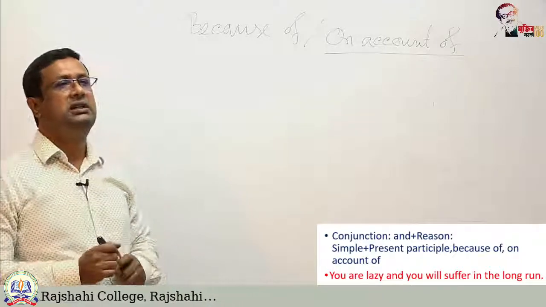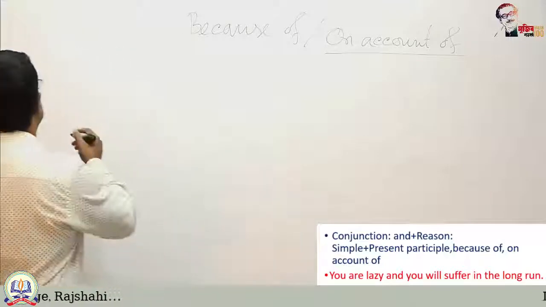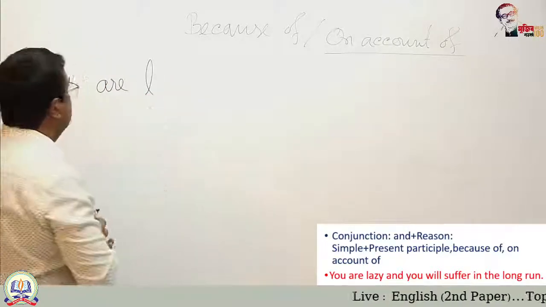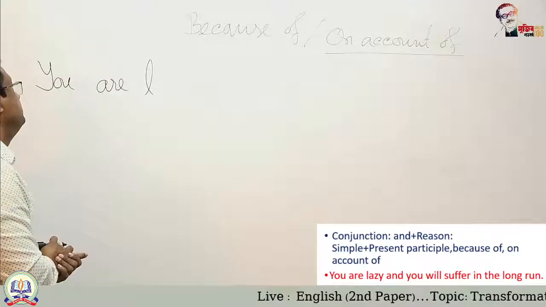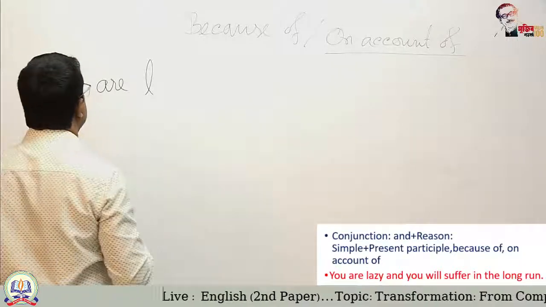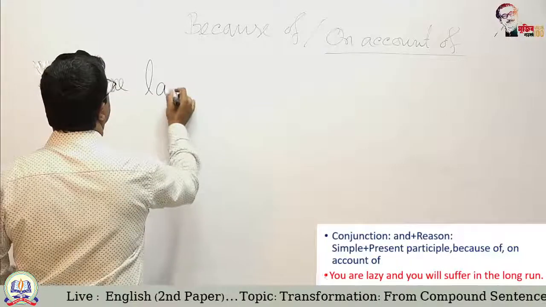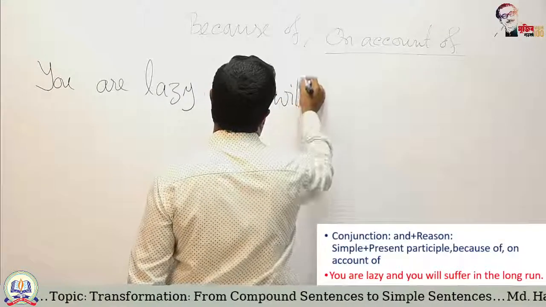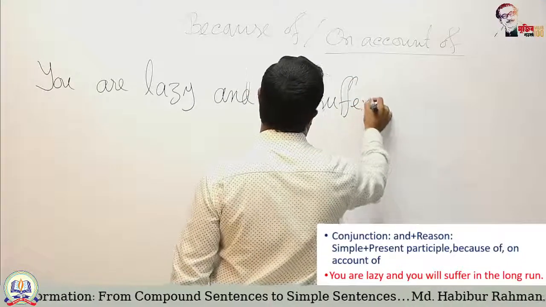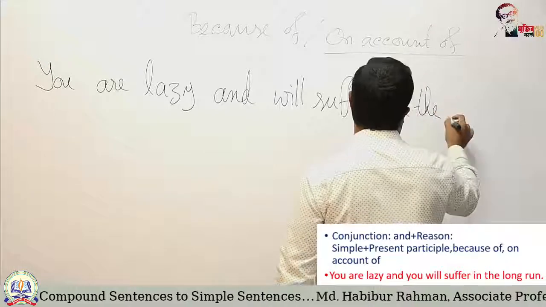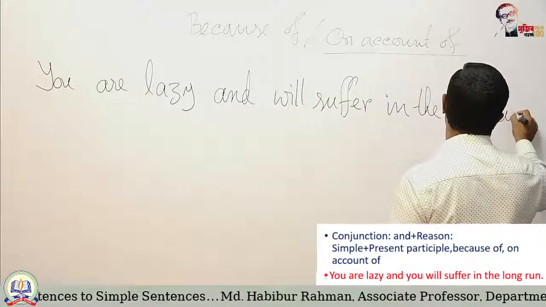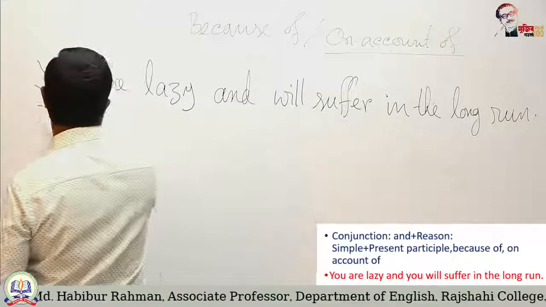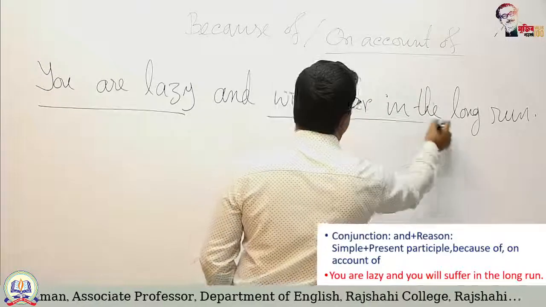Because of. Suppose a sentence: you are lazy and will suffer in the long run. Actually not you, my dear students, you are not lazy, you are so studious, I hope. This is only a sentence spoken to someone who is lazy. You are lazy and will suffer in the long run. So, there are two clauses. You are lazy. Another is you will suffer in the long run.